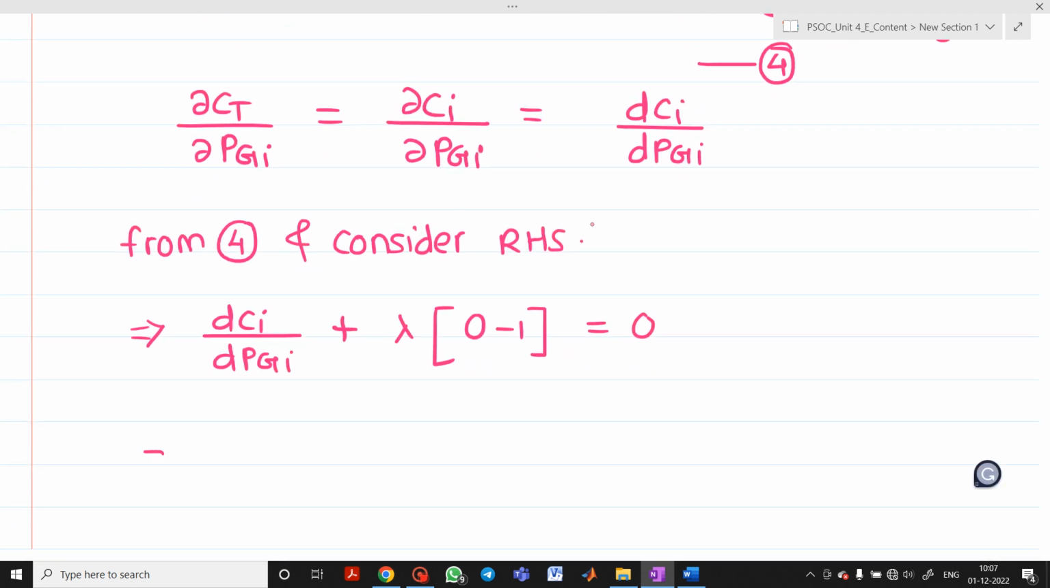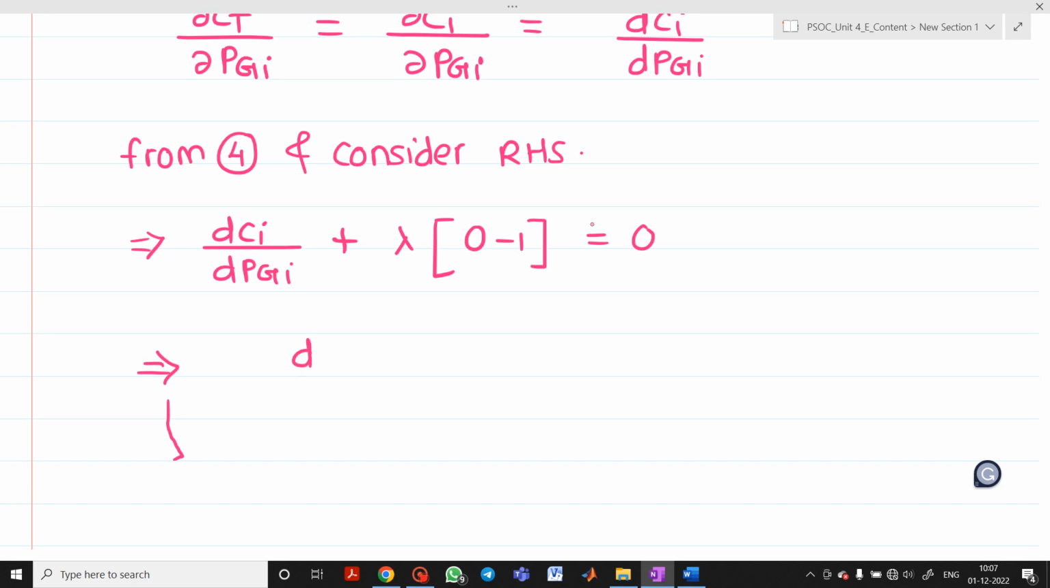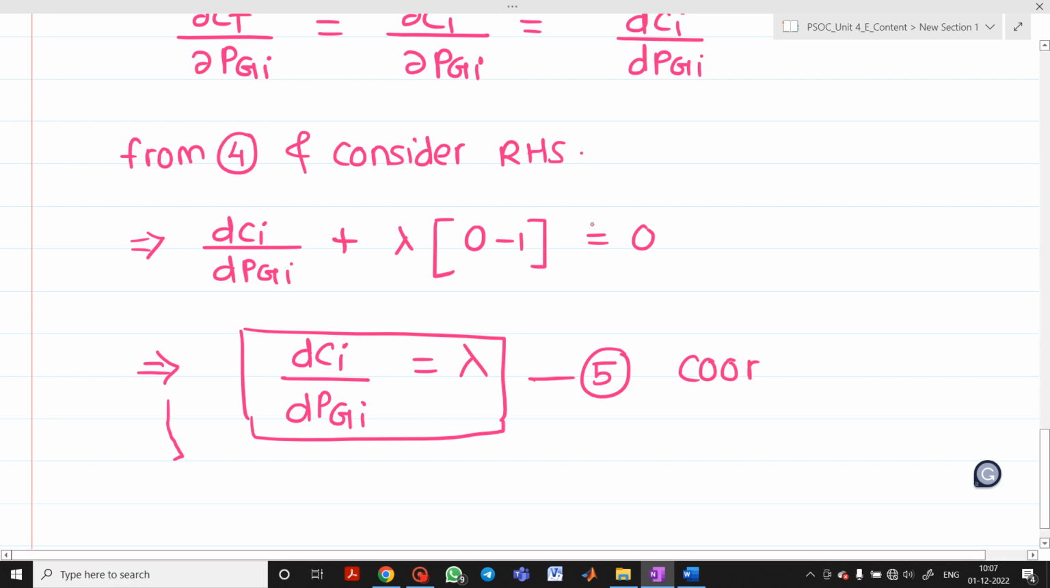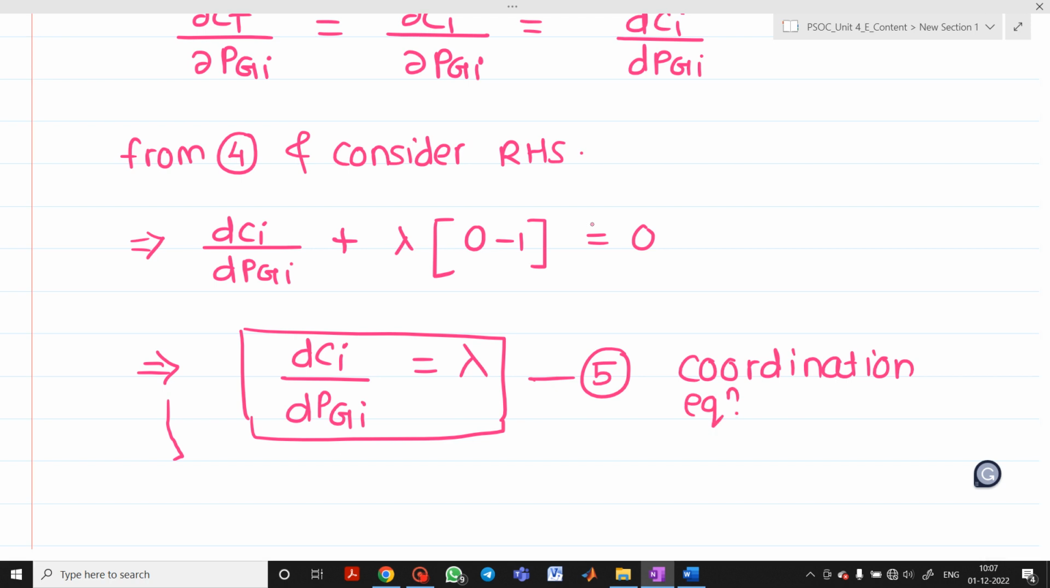So from this expression I can write dCi upon dPGi will be equal to lambda. Please remember, this is a very important thing. Mark this as equation number 5. This is called the coordination equation. Which coordination equation? When no power losses or generator limits have been considered. So the coordination equation: dCi upon dPGi equal to lambda.